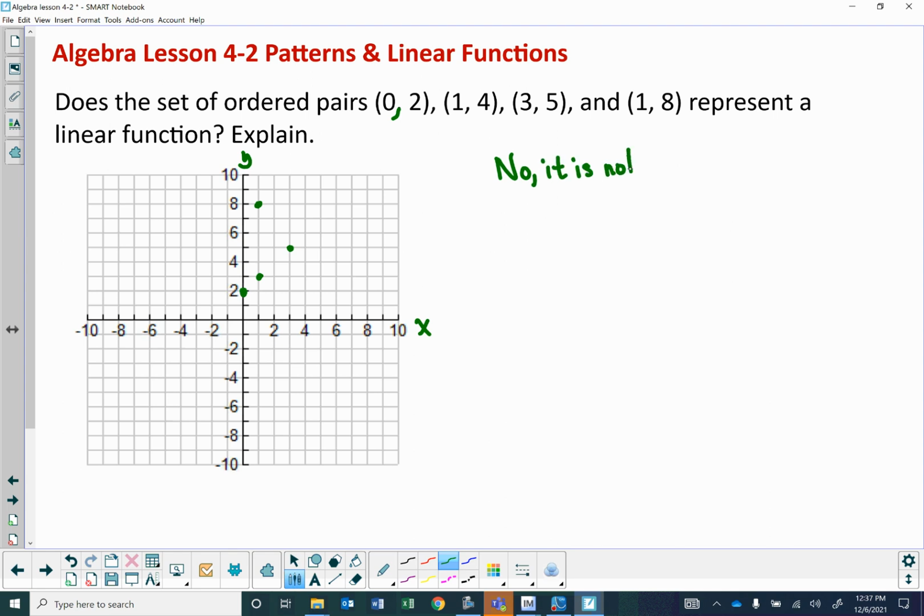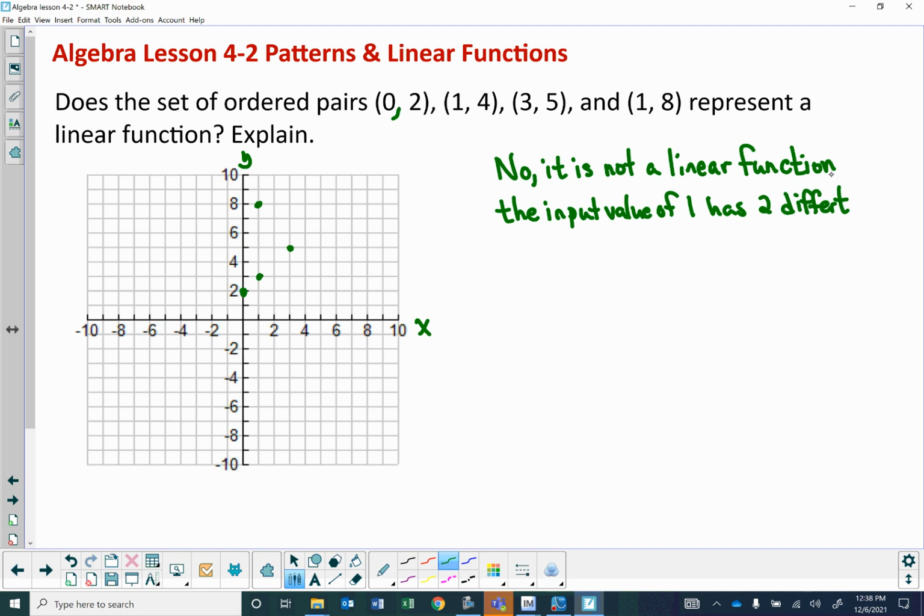And the reason it is not a linear function is because we have 2 output values for the same input value of 1. Because the input value of 1 has 2 different output values.